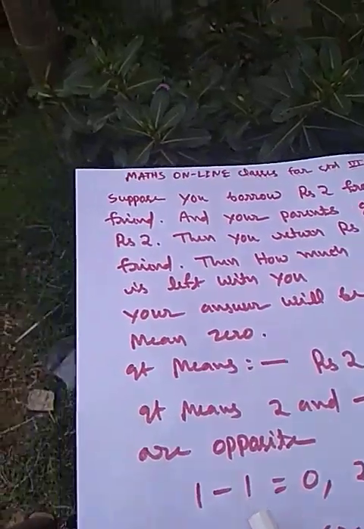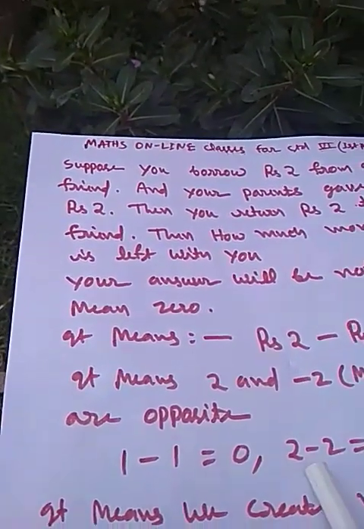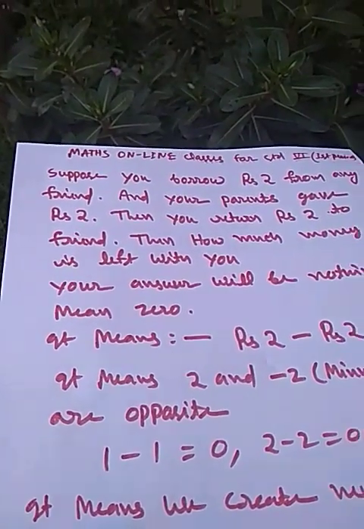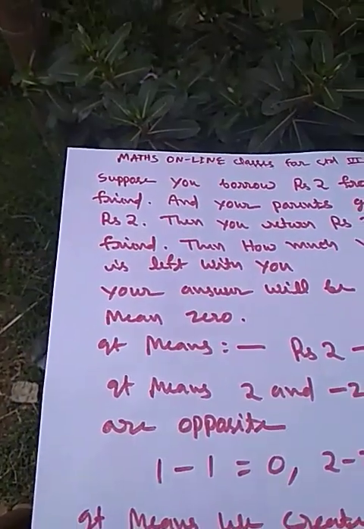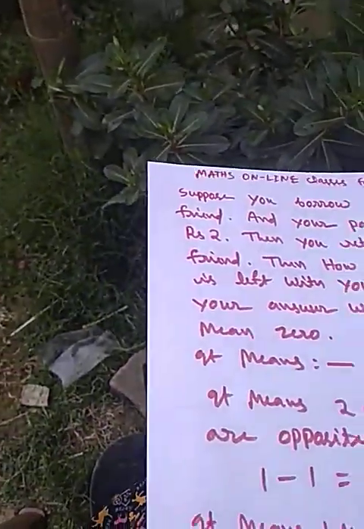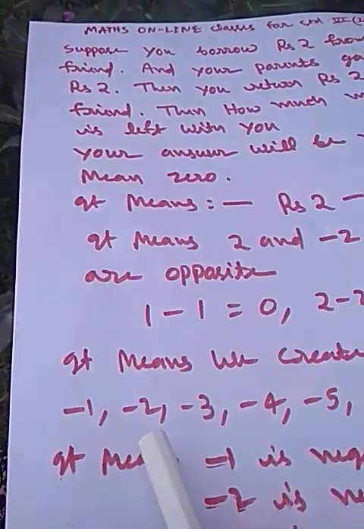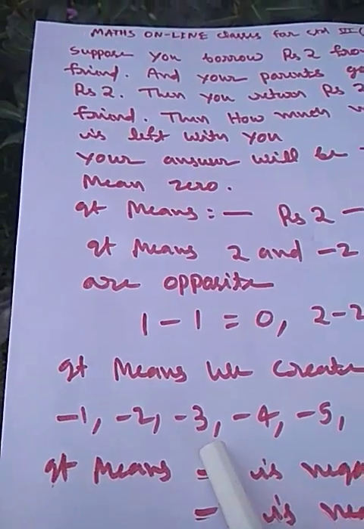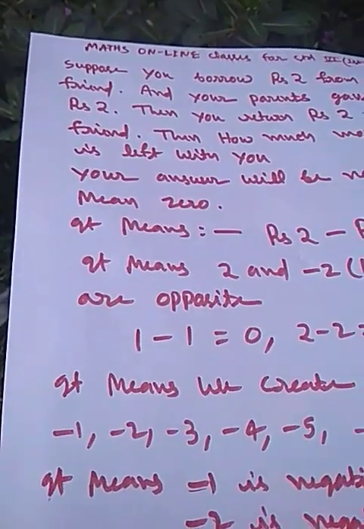Similarly, 1 minus 1 is also equal to 0, 2 minus 2 is also 0, and 3 minus 3 is also equal to 0. It means we create new numbers, negative numbers, just like minus 1, minus 2, minus 3, minus 4, minus 5, and continue.